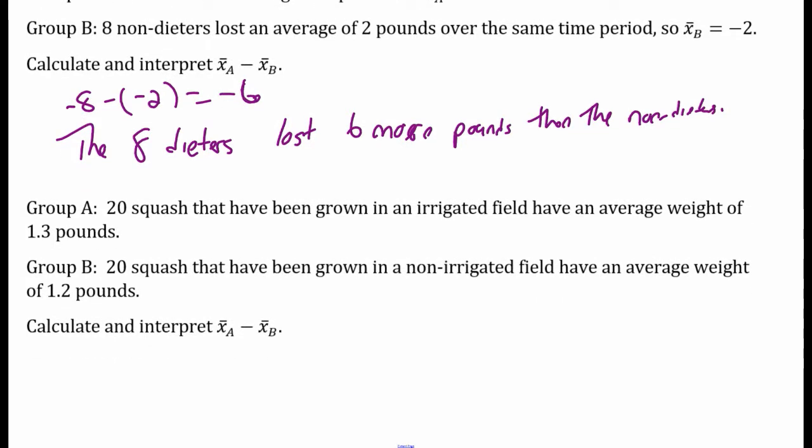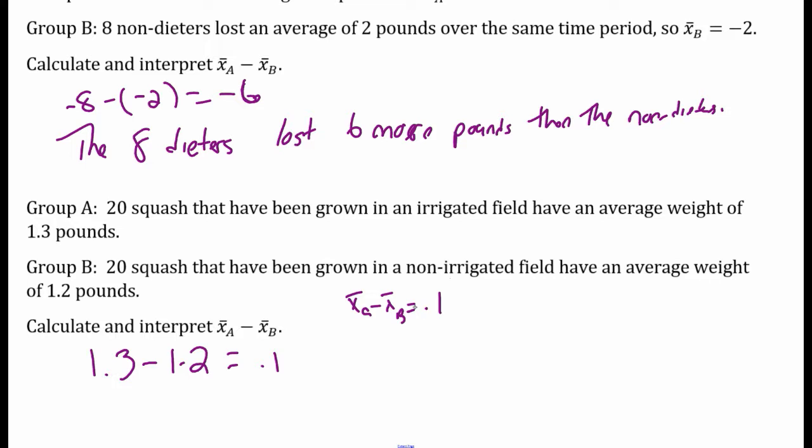The second example here, I have 20 squash that have been growing in an irrigated field that have an average rate of 1.3 pounds. In group B, I have 20 squash that have been grown in a non-irrigated field that have an average rate of 1.2 pounds. So calculate our difference value of X, the sample mean of A minus the sample mean of B. A minus B gives me that the sample mean of A minus the sample mean of B is 0.1.